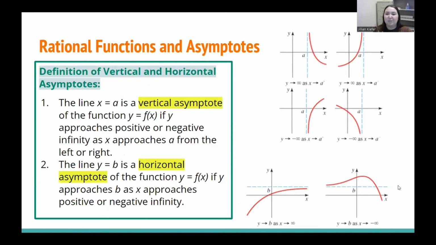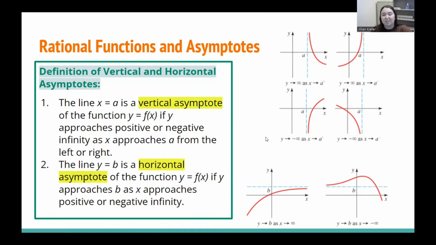And here is the actual definition of vertical and horizontal asymptotes. So for the vertical asymptote, we say the line x equals a is a vertical asymptote of the function y is equal to f of x if y approaches positive or negative infinity as x approaches a from the left or from the right. So we're seeing that these vertical asymptotes, they go up or down, these dotted lines here. Our function can only have two options. It's going to negative infinity or positive infinity on either side of the vertical asymptote.